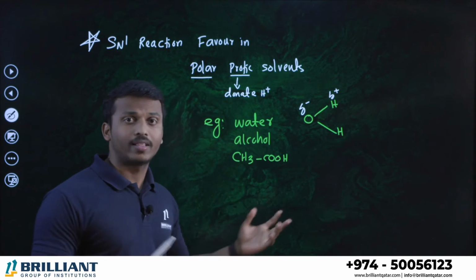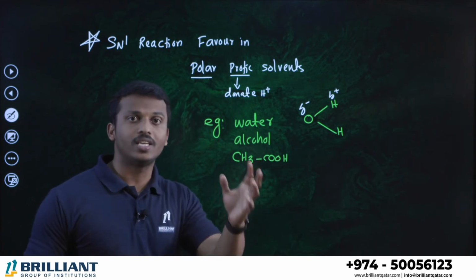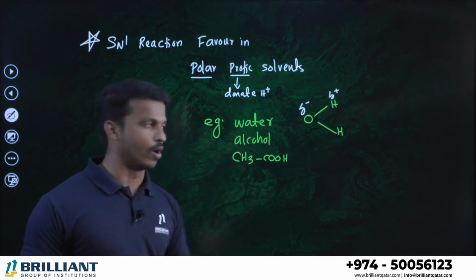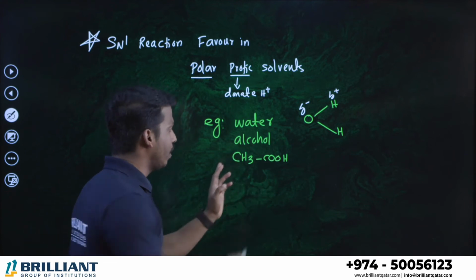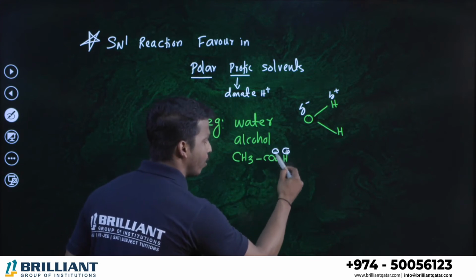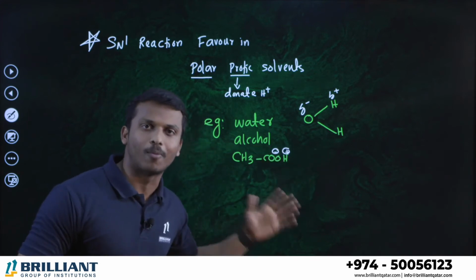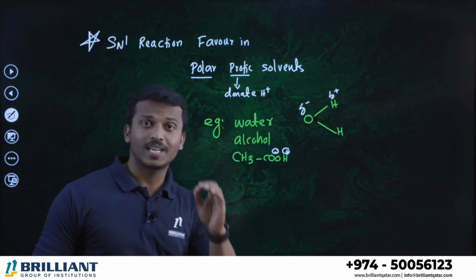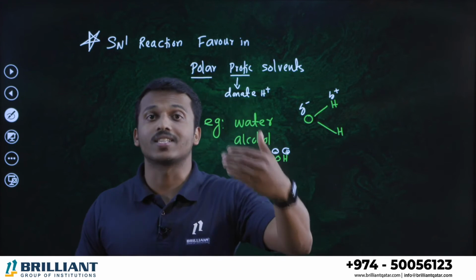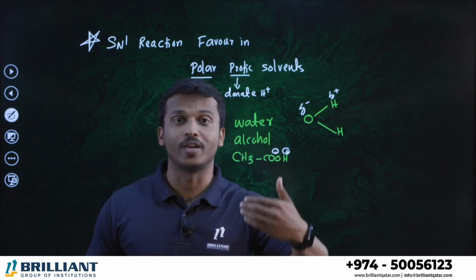You know alcohol, ethanol, if you consider CH3CH2OH, it can donate H plus ion. It's a polar protic one. Acetic acid, if it donates this hydrogen, you will get CH3COO minus and H plus. It can donate this H plus ion, therefore it is a polar protic solvent. So SN1 reaction is favored, or faster, in polar protic solvent.